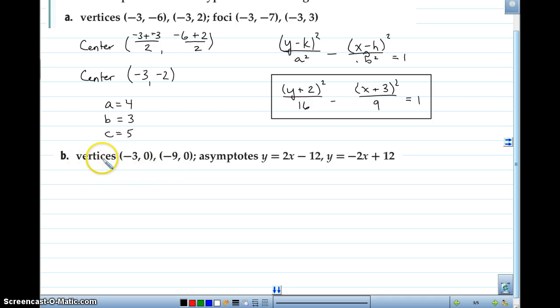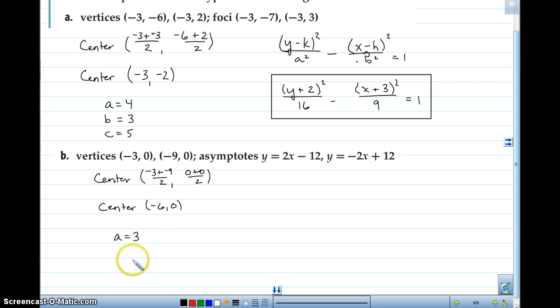The center is going to be the midpoint between these vertices. So my center would be at the average of their x-coordinates. So -3 plus -9 divided by 2, and 0 plus 0 divided by 2. It's going to give me the center at -6, 0, which is going to tell me h and k. And I can actually solve for a if I find the distance from the center to one of the vertices. So I notice that -6 is 3 units away from -9, so a is going to equal 3.